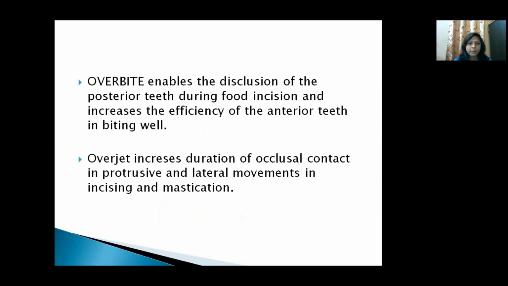Overbite enables the disclusion of the posterior teeth during food incision and increases the efficiency of the anterior teeth in biting, whereas overjet increases the duration of occlusal contact in protrusive and lateral movements in incising and mastication.